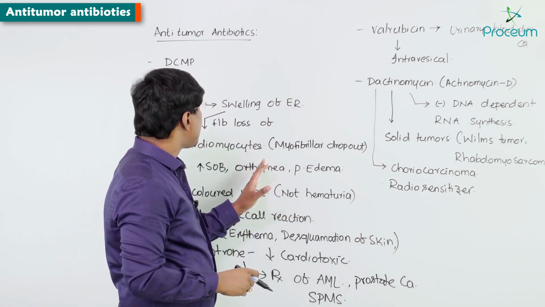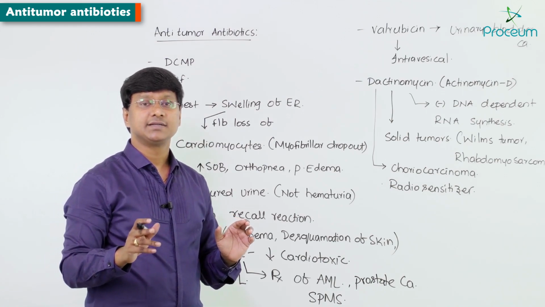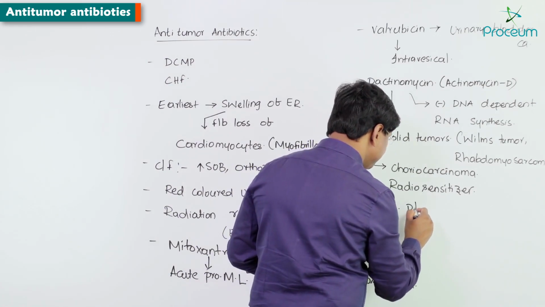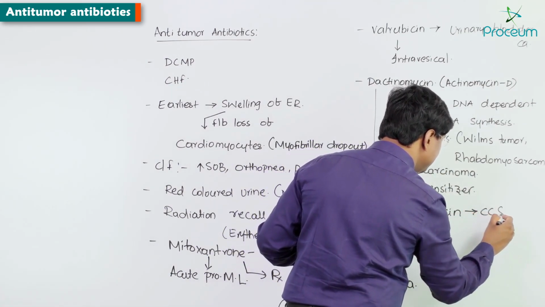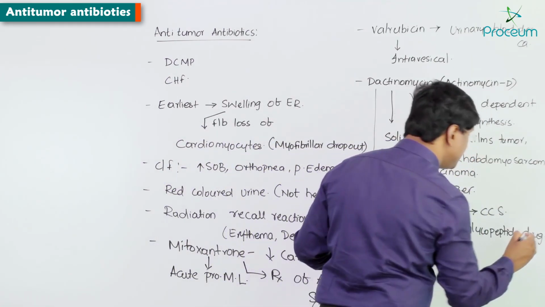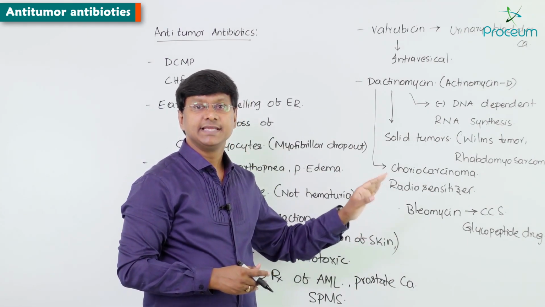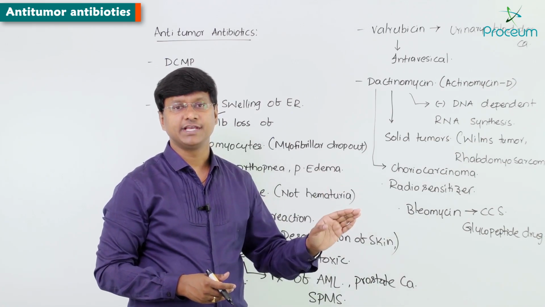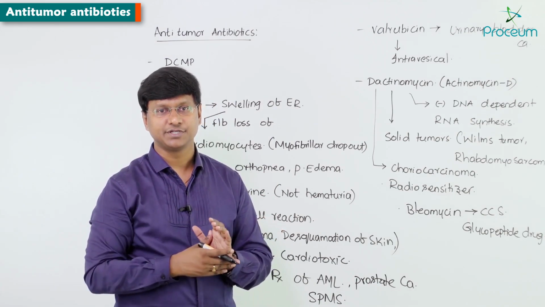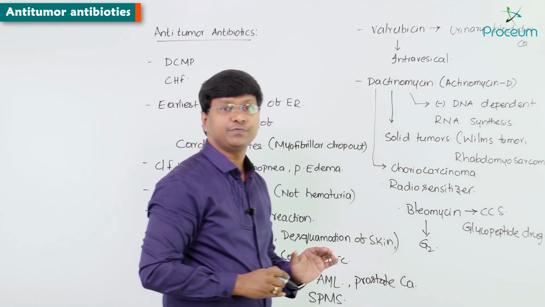Now, among these drugs, like bleomycin, which we have discussed, all the other drugs are cell cycle non-specific, whereas bleomycin is a cell cycle specific glycopeptide drug. This particular bleomycin acts in the G2 phase by causing DNA strand breakage and free radical formation. So where does it act? It acts in the G2 phase of the cell cycle.